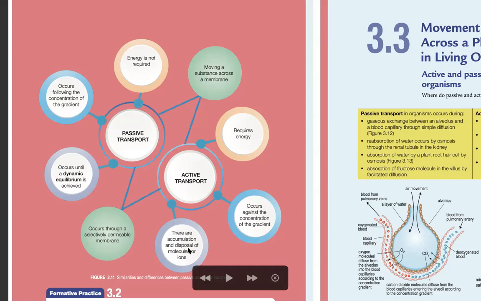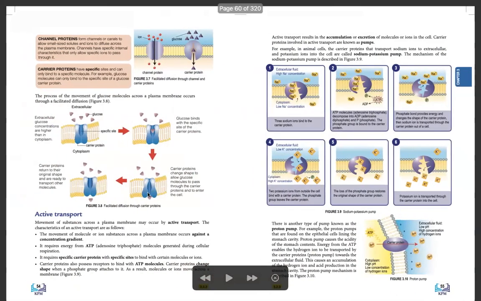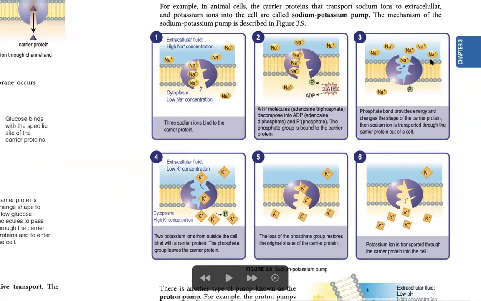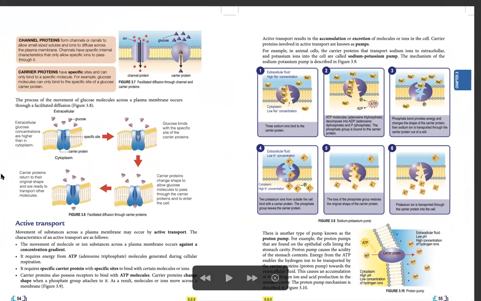Sebab apa accumulation or disposal of molecule? Sebab awak tengok ni. Okay, Na ni dia banyak pergi kat sini kan. So we can say that there are so many accumulation of Na outside the cell. Sebab apa? Mungkin kita nak buang lah Na ni sebab terlalu banyak. Okay, disposal kita nak buang.